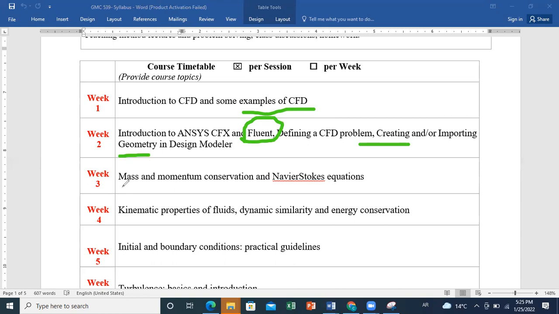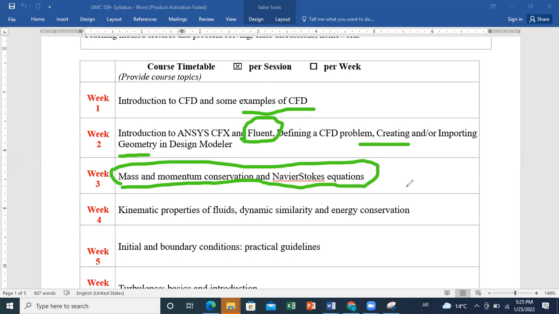In week 3, we will review mass and momentum conservation and the Navier-Stokes equation. It's very important to understand these relations because Fluent is a closed box. You give it boundary conditions, you give it your geometry, and after you specify the algorithms it will use, you don't know how calculations will take place. You just run calculations and you will observe results. So if you don't understand your equations well, you will not be able to play with the parameters in ANSYS to have a convergent solution.